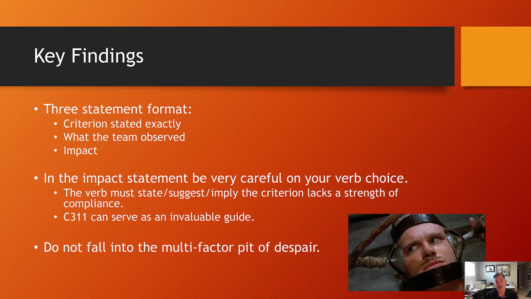And then pay particular attention to the multi-factor pit of despair, and make sure that if it's the exact same part of the criteria with multiple findings, you just write it up as normal. If not, if it's different parts of the criteria and you have multiple factors contributing, you're writing it up in a different format, but still following the three-statement format for doing this.